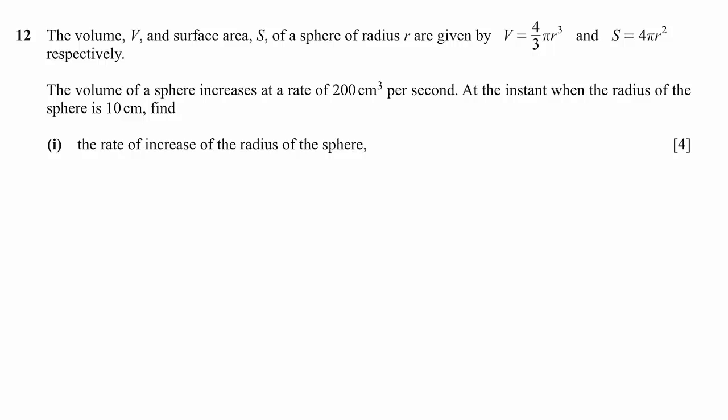The volume V and surface area of a sphere of radius r are given by: volume is 4/3 pi r cubed, surface area is 4 pi r squared. The volume of a sphere increases at a rate of 200 centimeters cubed per second. What they're telling us here is dV/dt, how the volume changes with time. At the instant when the radius of the sphere is 10 centimeters, we want to find the rate of increase of the radius. So here we're required to find dr/dt.